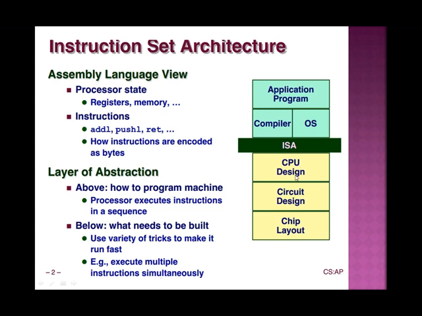So this is your next level. This is your below level, this is your above level. The above level is used for making the program effective or making the machine effective, and the below level, the lower part, indicates how multiple instructions execute at the same time, simultaneously. And this is the first point, it says this is your assembly language view: ISA, application program, compiler, OS, CPU design, circuit design, chip layout.